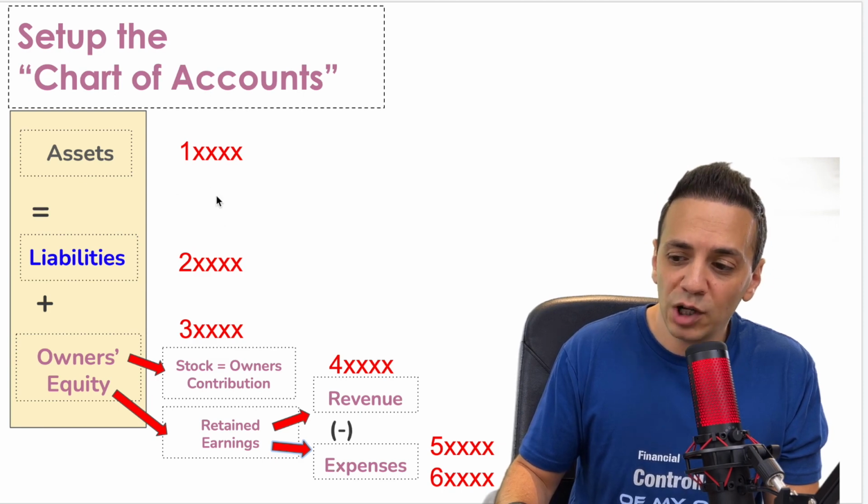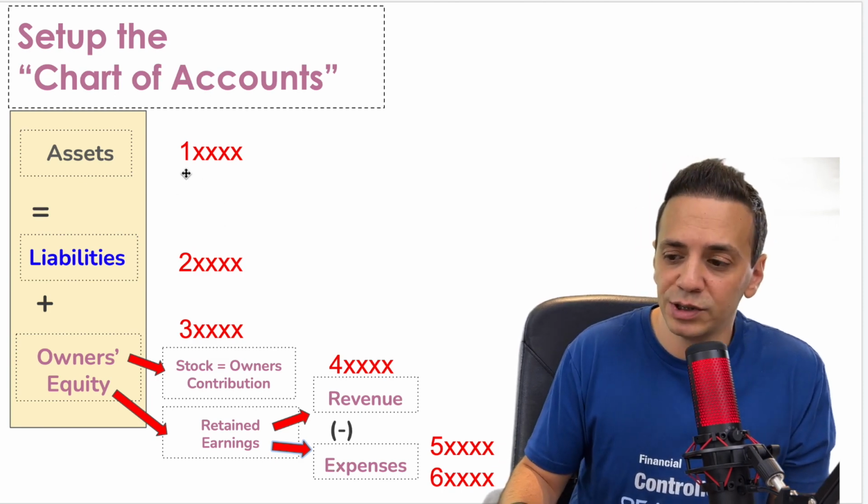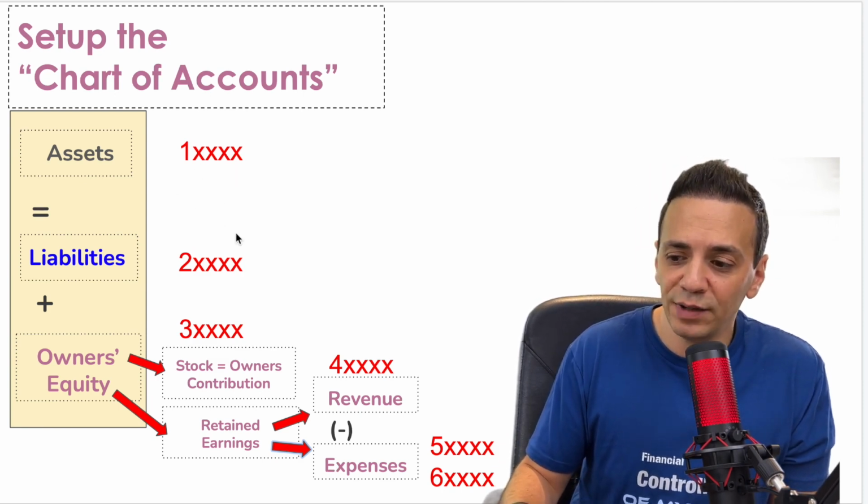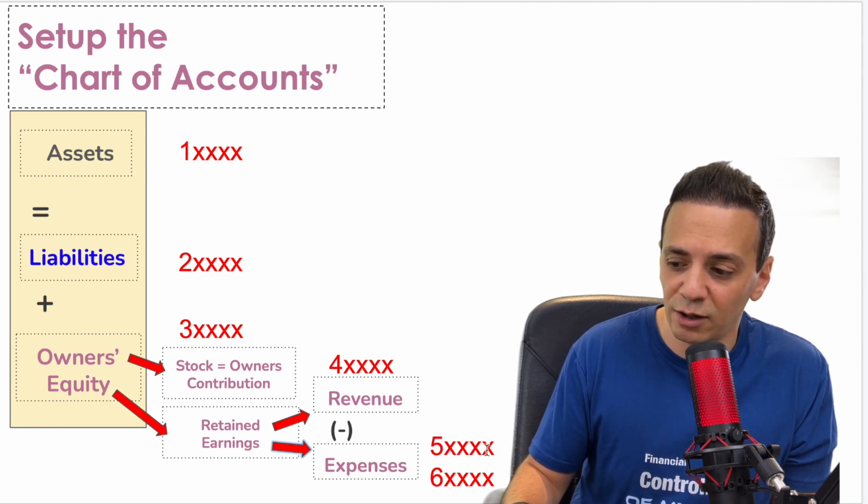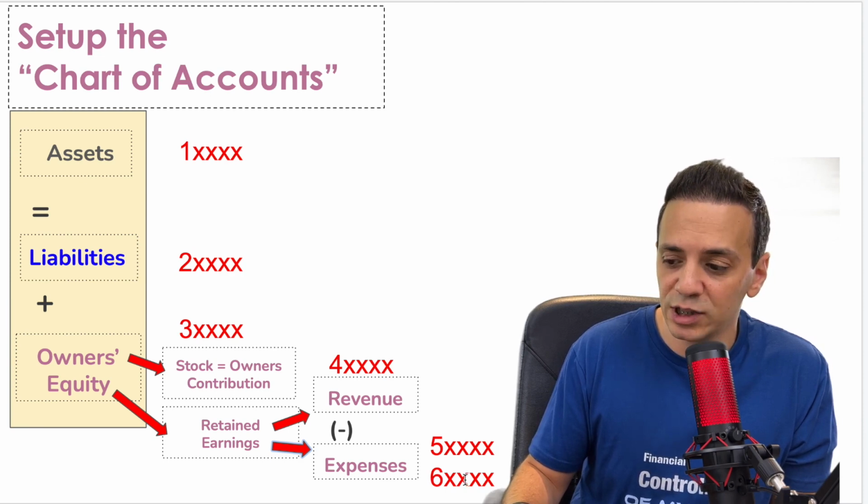Now, with the chart of accounts, typically what you'll see is that you create a set of accounts that begin with the digit 1 for assets, digit 2 for liabilities, 3 for equity accounts, 4 for revenue, and then for expenses, you have 5 and 6 accounts. The 5 accounts are going to be your cost of sales accounts. 6 are going to be your operating expenses accounts.